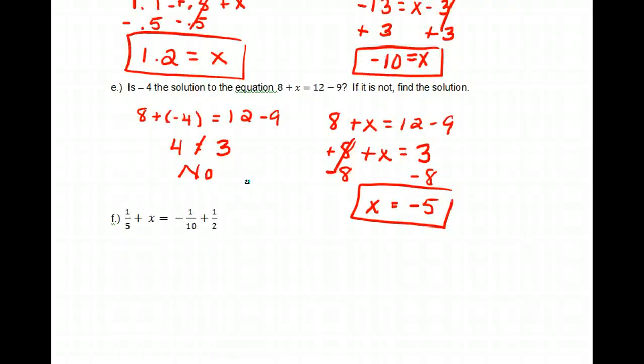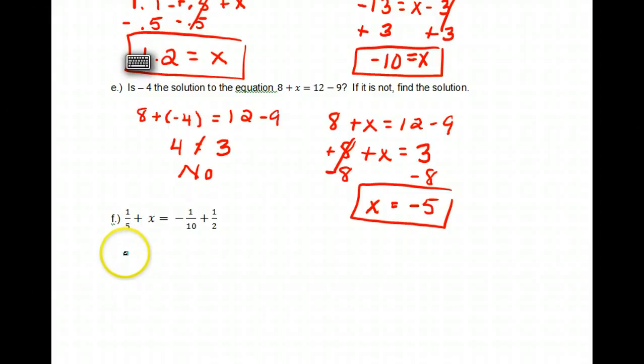Last problem that we have for today is letter F. I would like you to go ahead and solve for x. Pause the recording. When you're ready, please hit play and we will go over the answer together. Okay, at this point you should have had an opportunity to solve letter F and you should be ready to go over the answer together with me.